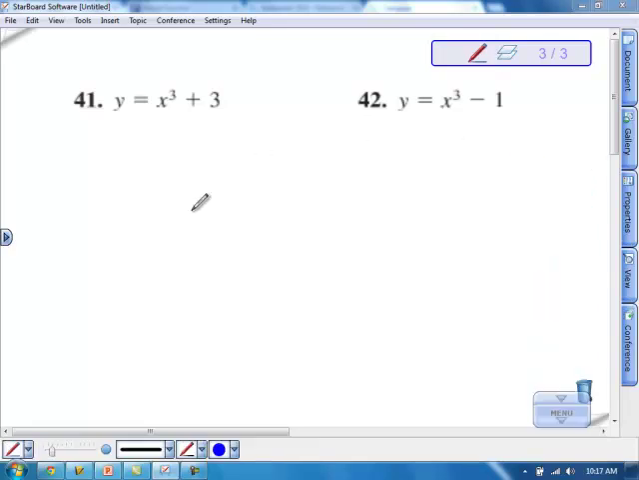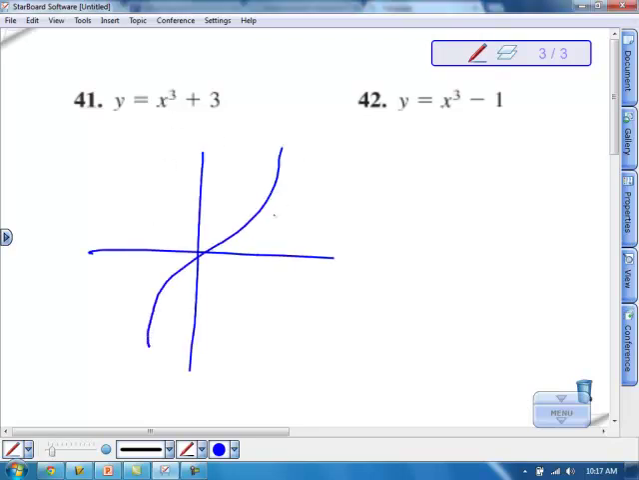Okay, these are homework questions from the first section of chapter 1. All right, first, 41. This is a cubic, and you might remember that cubics look like this, and this one's been shifted 3 units up. Okay, we're going to learn about shifting functions.